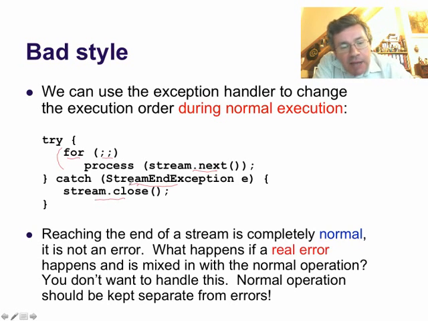But stream end is quite a normal situation. Here, it should not be considered exceptional. So we're using exception handling to treat something which is normal. Now what happens if a real error happens here and is mixed in with the normal operation? The code for doing normal operation and the code for error handling will be mixed together. Well, this is extremely bad. You do not want to do this. Normal operation should be kept separate from errors.